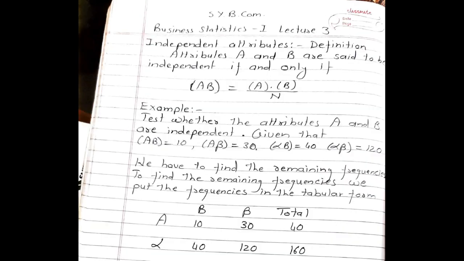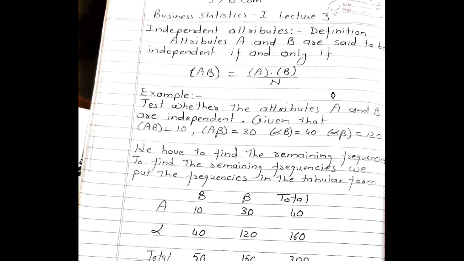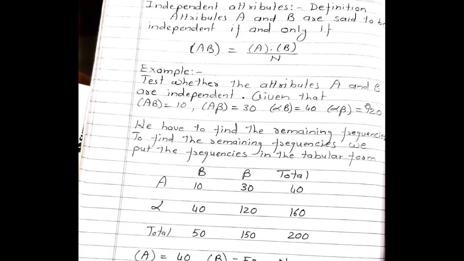So we will see the definition of independent attributes. Definition: attributes A and B are said to be independent if and only if frequency of class AB is equal to frequency of A into frequency of B upon n. If this condition is satisfied, then we say that attributes A and B are independent. See the example based on this concept.